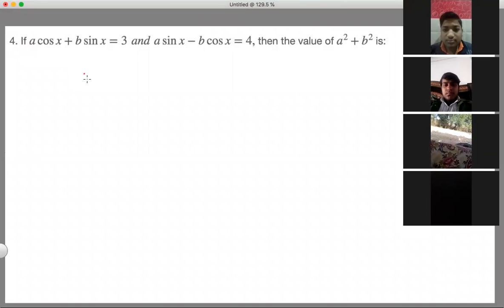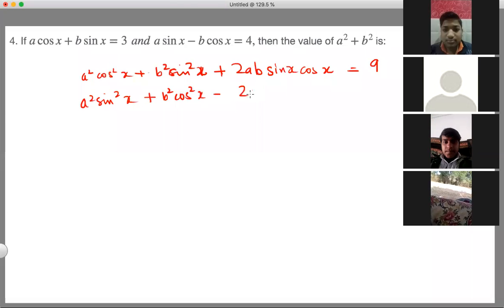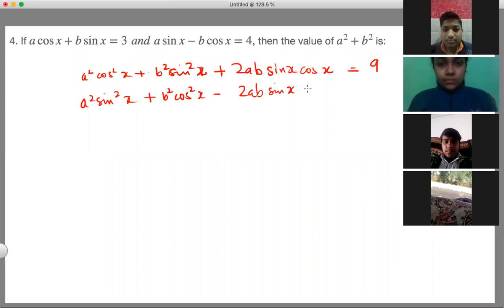So we will say A square cos square x plus B square sin square x plus 2ab sin x cos x is equal to 9. And we will get A square sin square x plus B square cos square x minus 2ab sin x cos x, right, is equal to 4 square, which is 16.